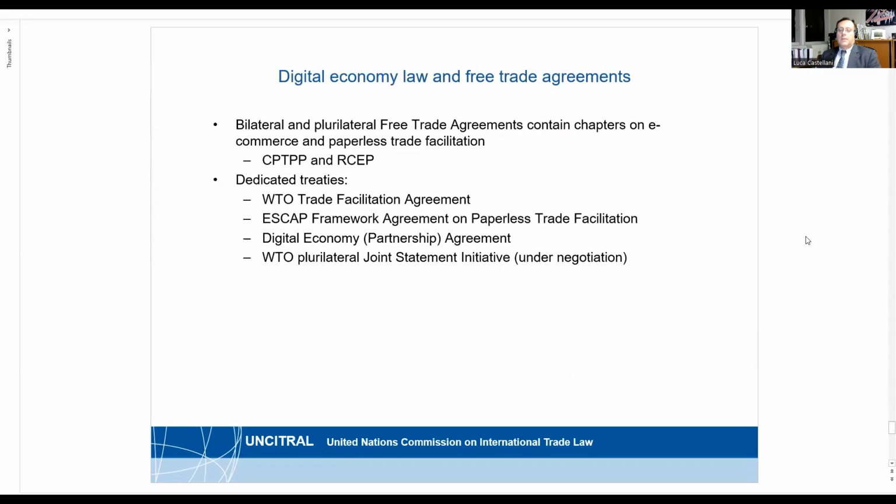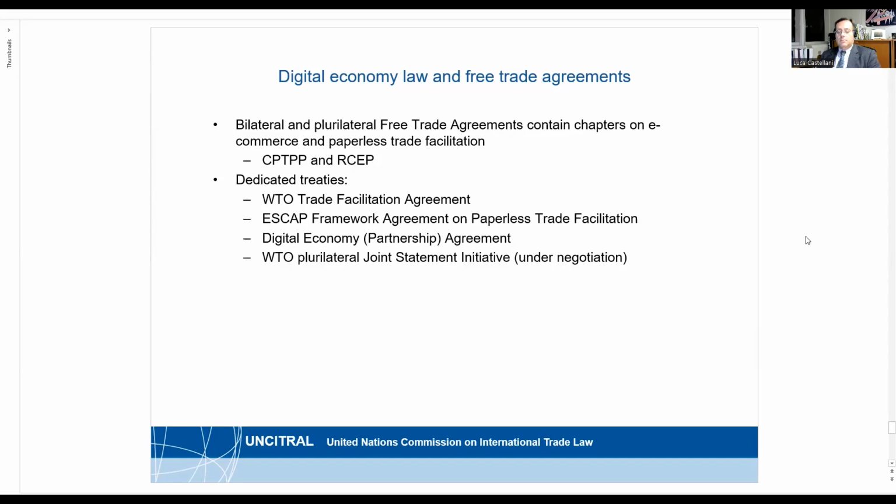Now, to conclude, some words on the interaction between digital economy law and free trade agreements. Increasingly, bilateral and plurilateral free trade agreements contain chapters on e-commerce and paperless trade facilitation, sometimes called customs. If we wanted to see a complete restatement of where we stand on this matter, we can look at the e-commerce chapters of the CPTPP and the RCEP. The first one, of course, applies to Asia Pacific. The second one is mostly about East Asia and the Pacific.